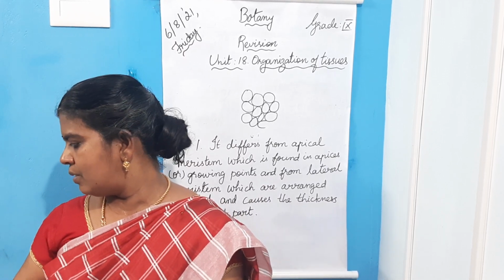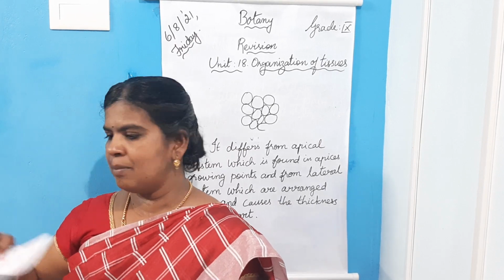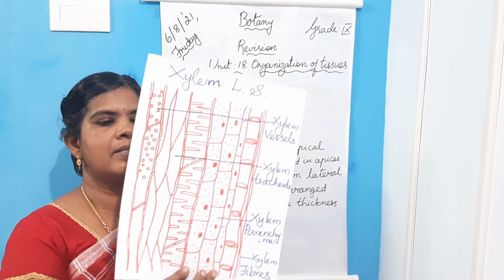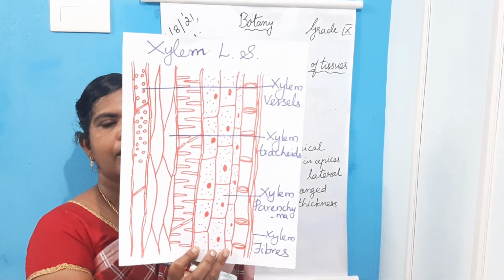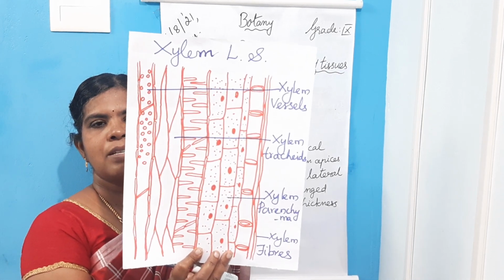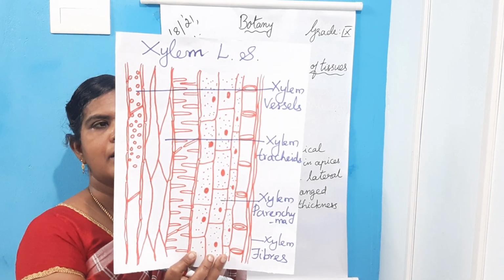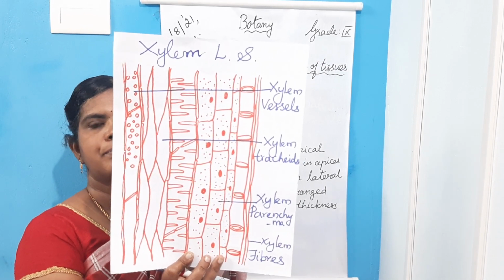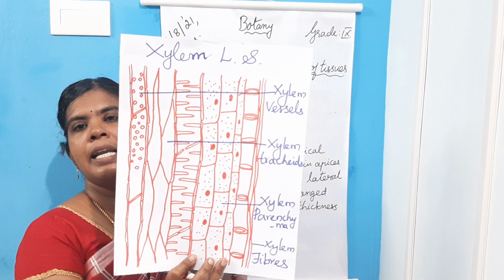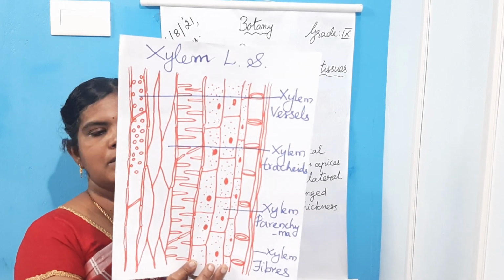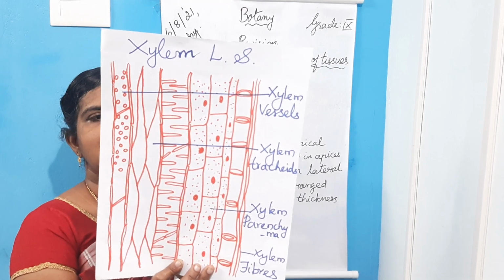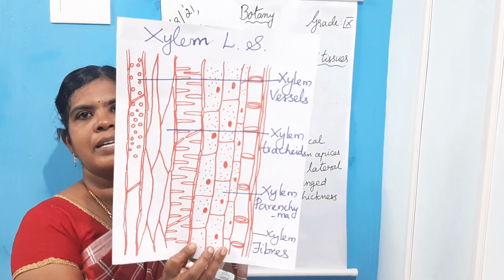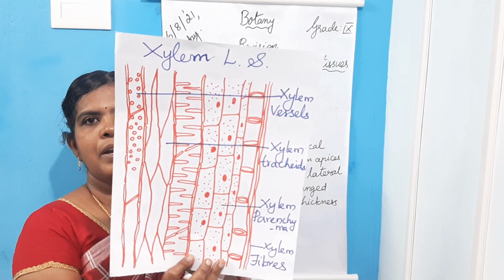Okay. For this, you are drawing the diagram like this. Xylem LS. You are drawing the diagram like this. Clear, children? So, this is a detailed answer. This is enough. Drawing and labeling the components. Okay, what are the components? Xylem is composed of xylem tracheids, xylem vessels, xylem parenchyma and xylem fibers.